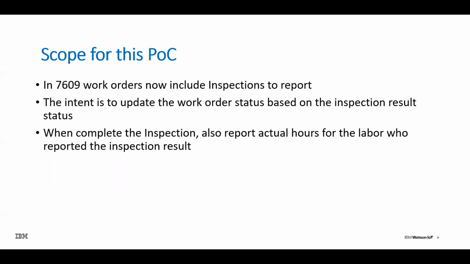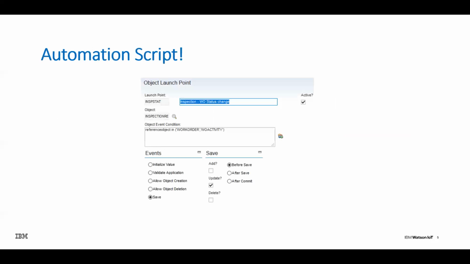The approach that we took for that is actually quite simple. Every kind of magic that happens behind the scenes, in other words, every event that you do in Maximo, can be captured as part of an automation script. So for this one, what I did was simply create an automation script based on the inspection result object.